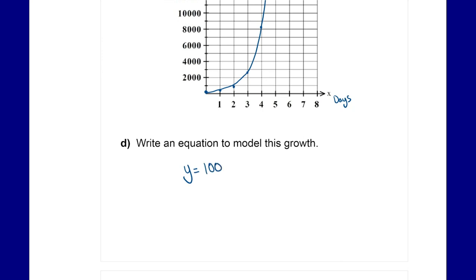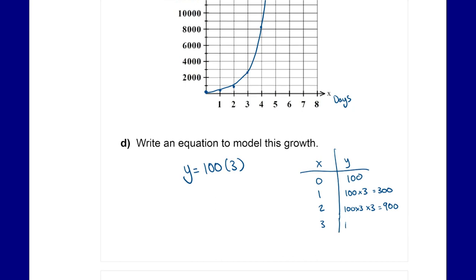Okay, and then how did that change? We started with 100, and then to get to the next value, we multiplied it by 3. It tripled. So if I could draw a quick table, x, y: we had 0, we had 100; for day 1, we had 100 times 3 to get 300. On day 2, we tripled it again, so we multiplied it by another 3 to get 900.